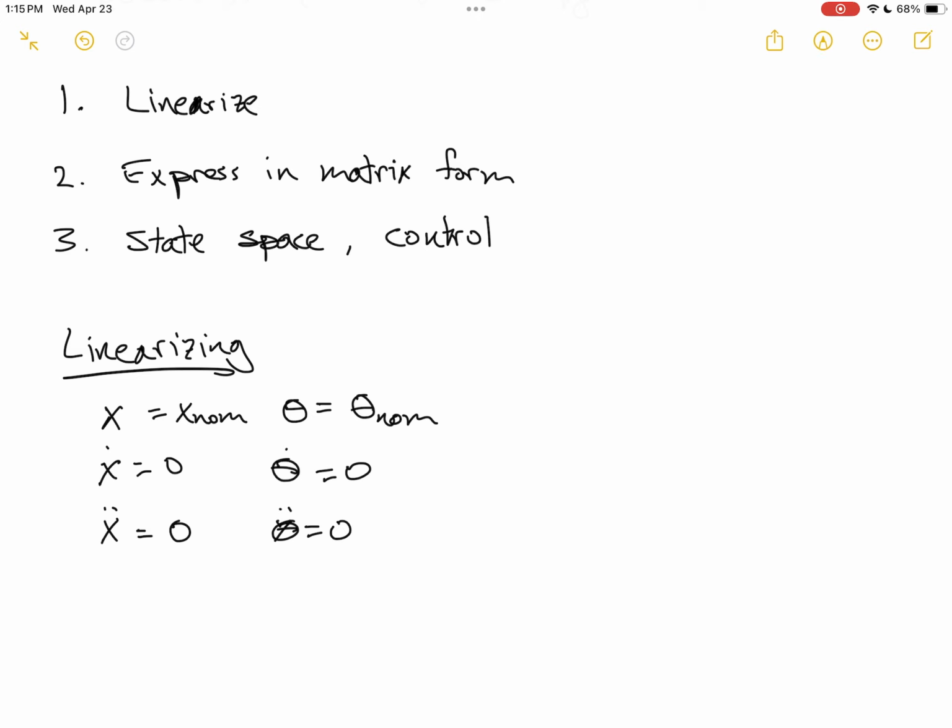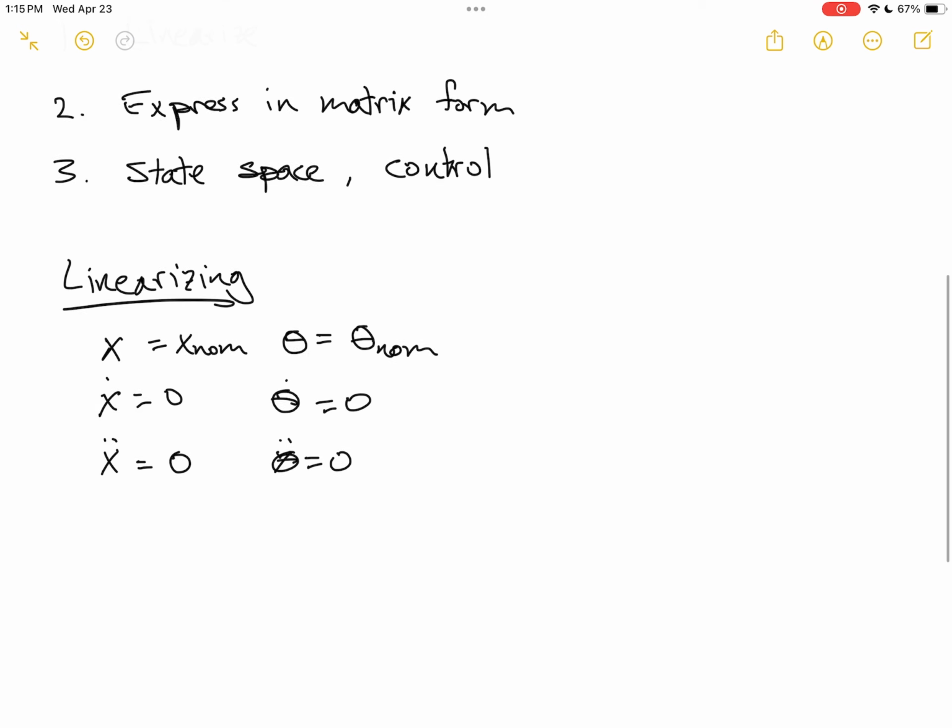So we'll say that x is equal to some x nominal, and theta is equal to some theta nominal. And so the first thing that we'll do is plug these nominal values into our original differential equation so that we can determine a nominal force and see what else the equations will tell us about what's going to happen at these nominal values.